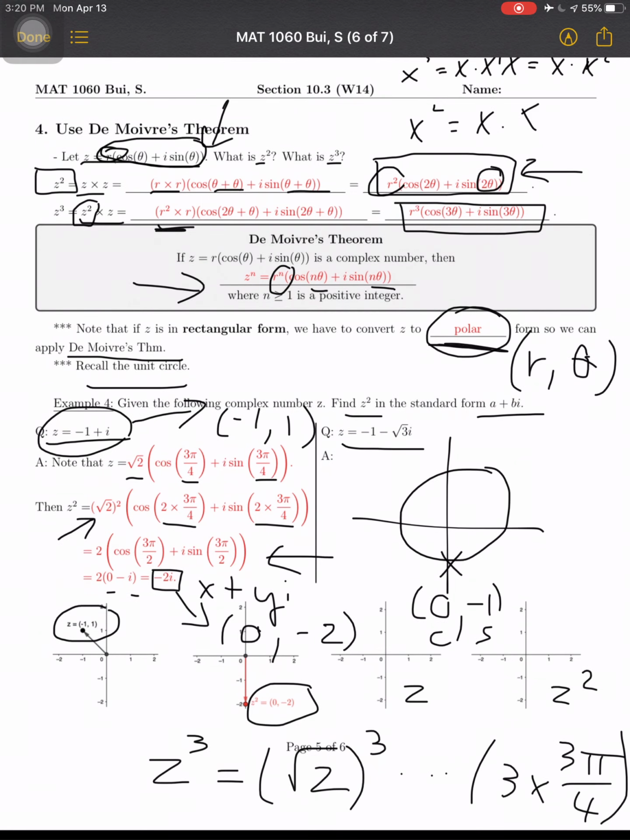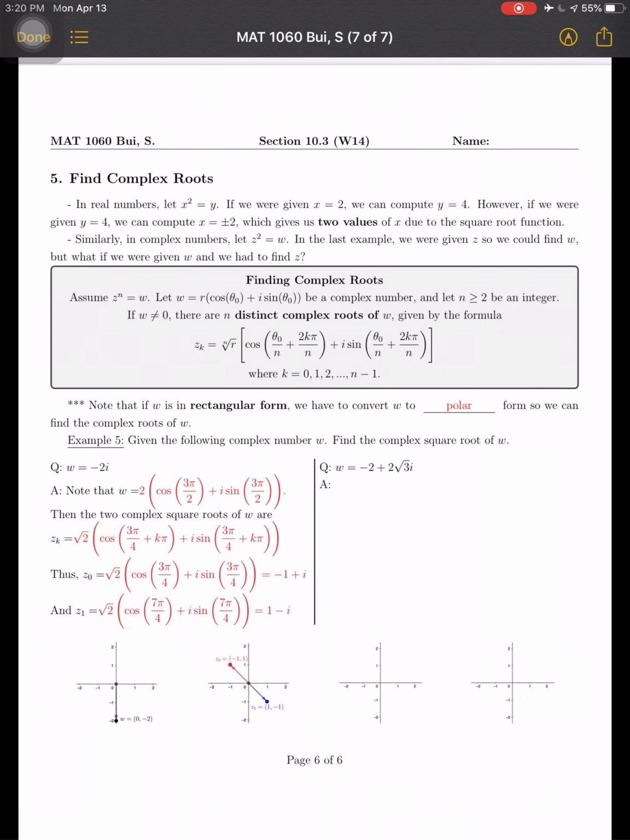Okay. And now, the last topic of the day. So how can we find the complex roots? We learned how to find the power of it, right? When we raise z to the power of 1, 2, 3, or whatever in there, we know how to do it in polar form already. The other way around would be how to find the square root of it, the cube root of it, the fourth root of it, and so on, right? In general, how can we find a complex root of it?